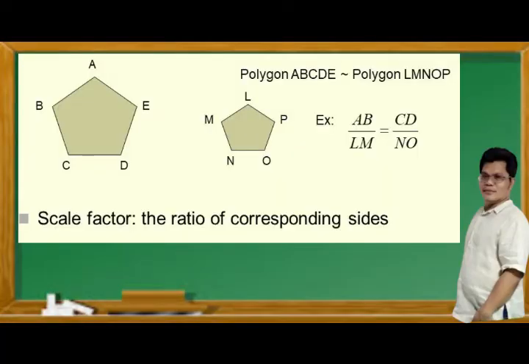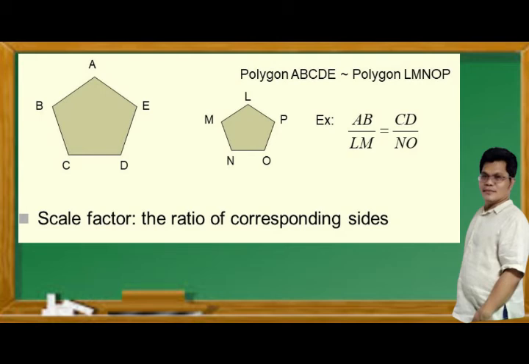Let us have an example. Polygon ABCDE is similar to polygon LMNOP. Since the first polygon is similar to the second polygon, their corresponding angles are congruent and the corresponding sides are proportional. If angle B corresponds to angle M, meaning to say that the measure of angle B is equal to the measure of angle M.